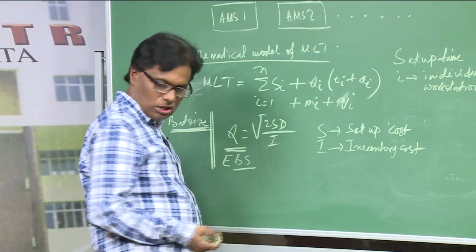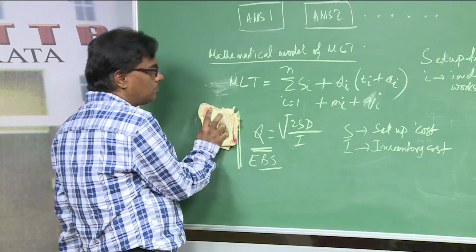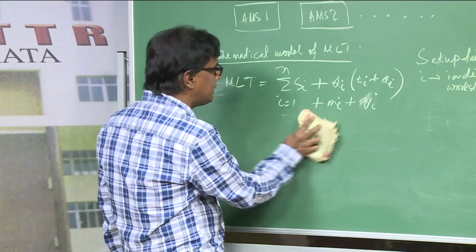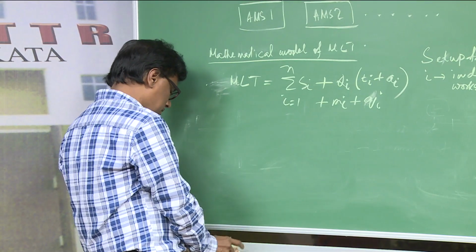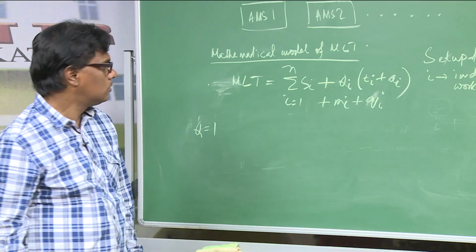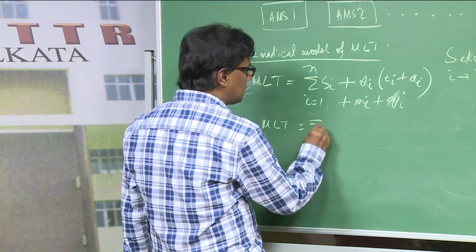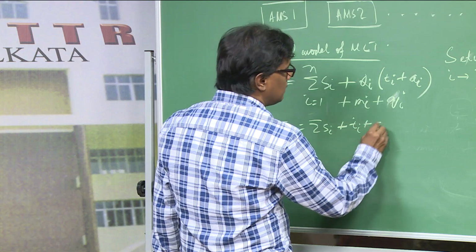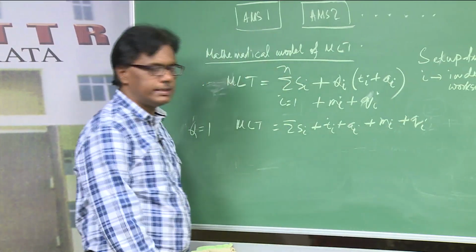Now, if it is a job shop production, the model of MLT can be simply, where job shop production means I can write down Q is equal to 1. So my MLT will be summation of SI plus TI plus AI plus MI plus UI, as simple as that.